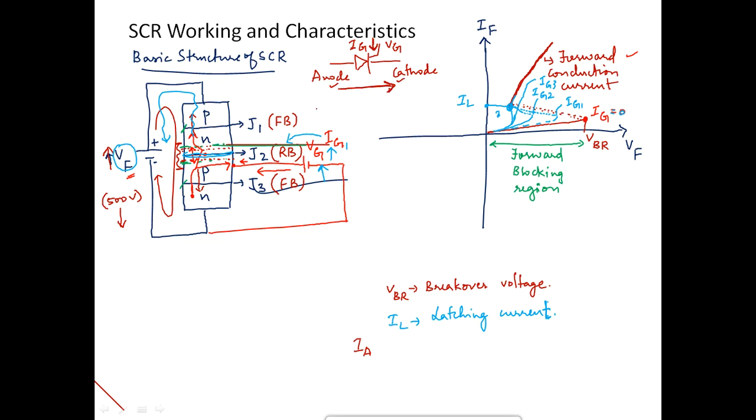Fine. So if I consider that to be IA, then I can say that if IA is greater than the latching current IL, then the SCR will be turned on. Please understand this significance. Now what if I want to switch off the SCR?